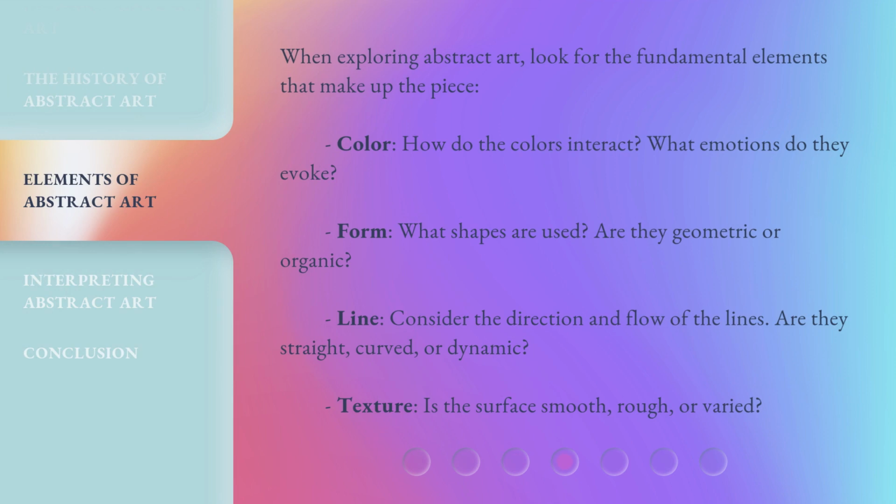When exploring abstract art, look for the fundamental elements that make up the piece. Color. How do the colors interact? What emotions do they evoke? Form. What shapes are used? Are they geometric or organic? Line. Consider the direction and flow of the lines. Are they straight, curved, or dynamic? Texture. Is the surface smooth, rough, or varied?